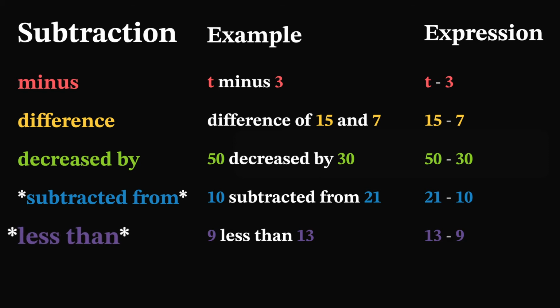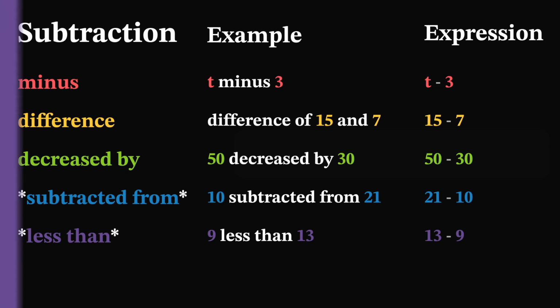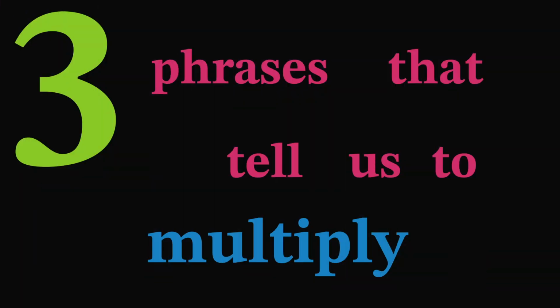Next, we have less than. It's another one of those funny examples. So we have 9 less than 13. 9 less than 13 means we start off with 13 and we want 9 less than that, which translates to 13 minus 9. Next, we have 3 common phrases that tell us to multiply.